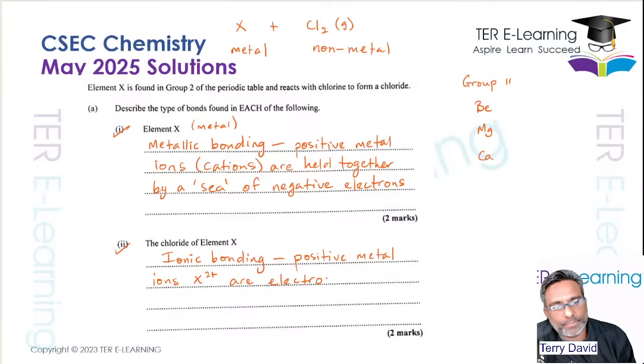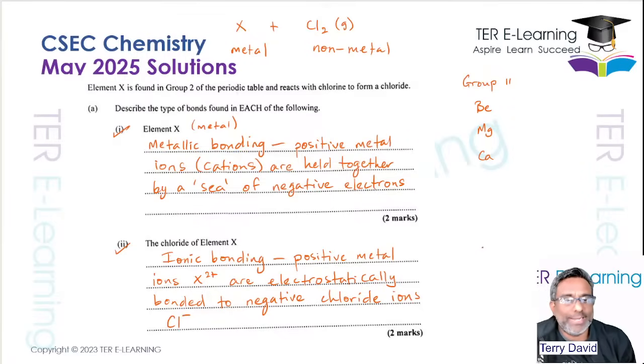Electrostatically bonded to negative ions. When I say negative ions here, I'm talking about chloride ions, negative chloride ions, which is actually Cl minus. So it is ionic bonding.